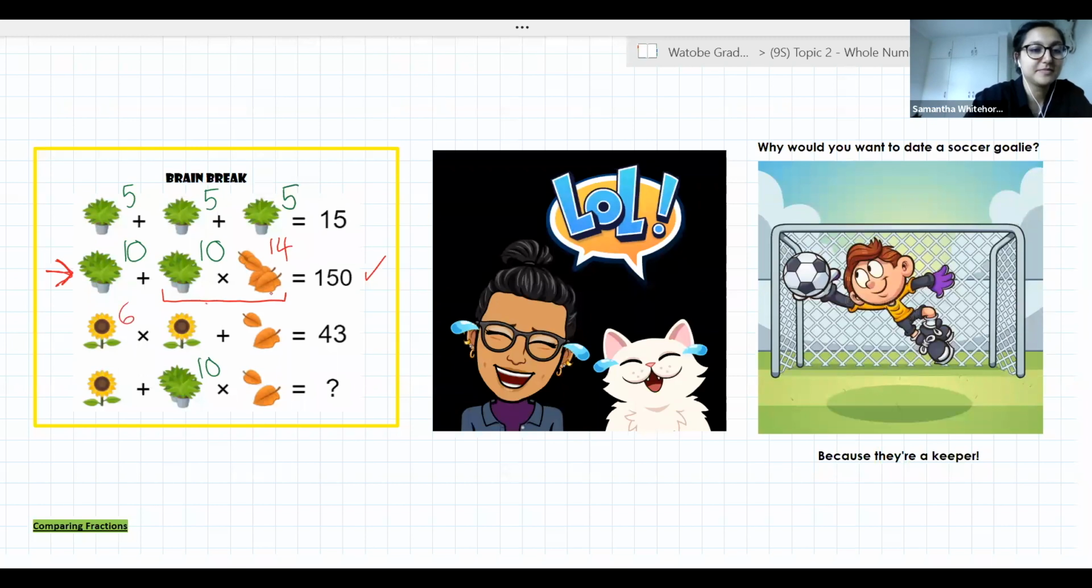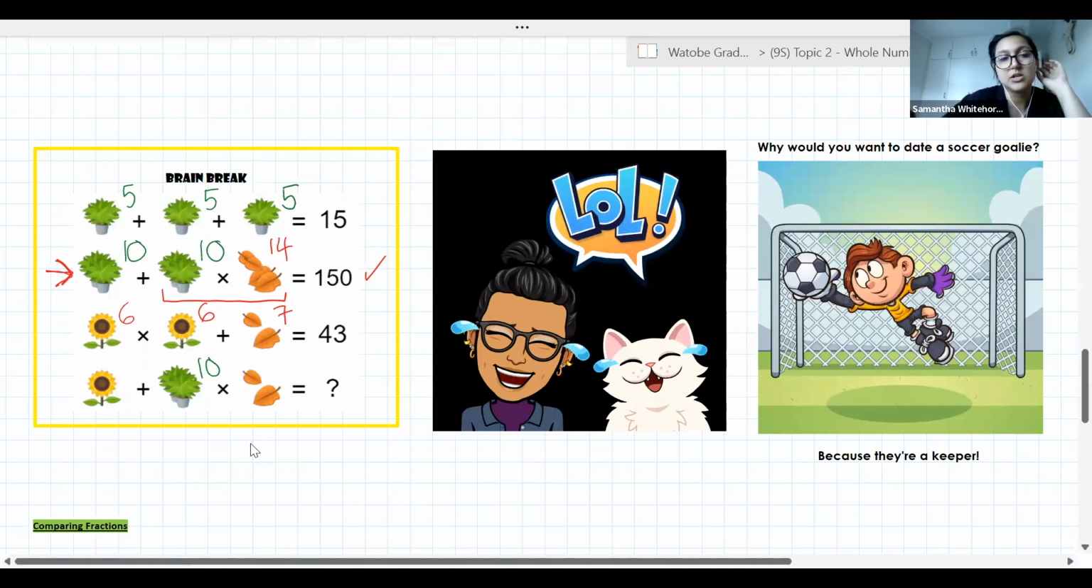Okay, ma'am, it's going to be 6 times 6 plus 7. Why 7? Because the leaves in the previous one are doubled, but with this one it's just single, giving us 43. Perfect. So guys, we have to be careful there. Those leaves were doubled, so that means in the next one it's only half. So as Emmanuel said, 6 times 6 is 36. 36 plus 7 is 43.